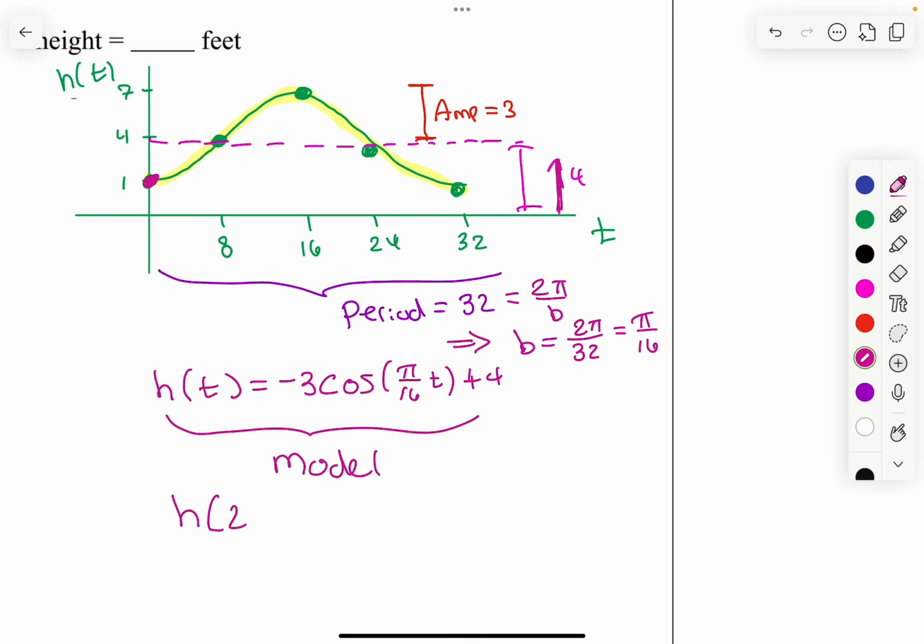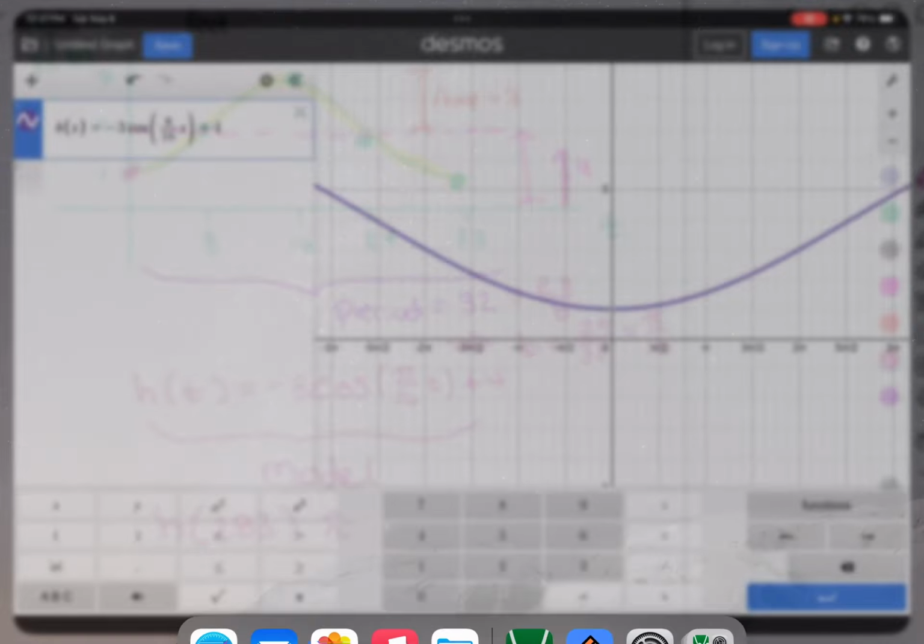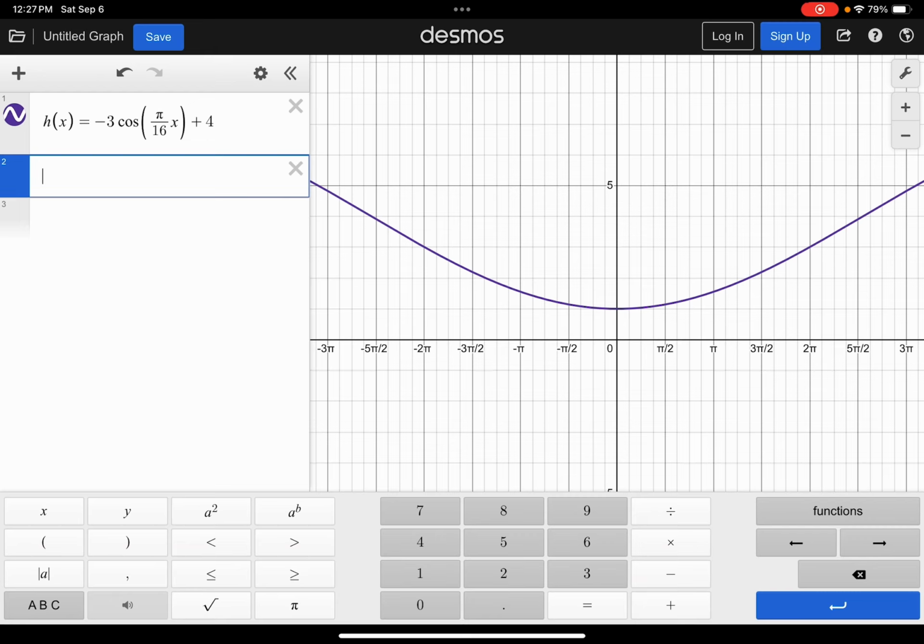And we want to plug in 283 seconds. Okay, so this is a clear case where we turn to technology. I have it on Desmos, so let's see what we get. Okay, so we'll just do h of 283. So about 2.3 feet.